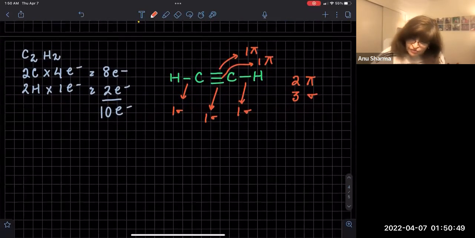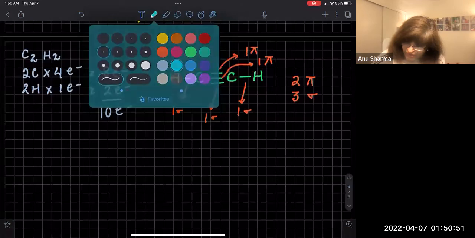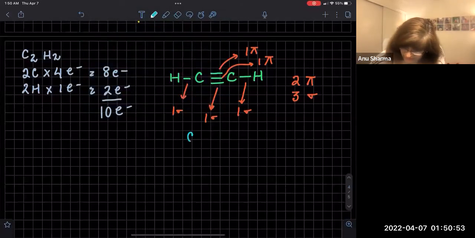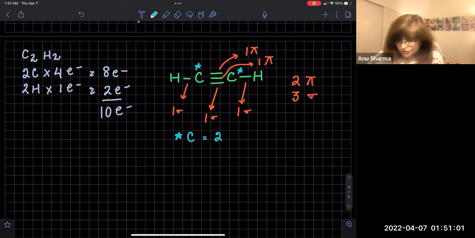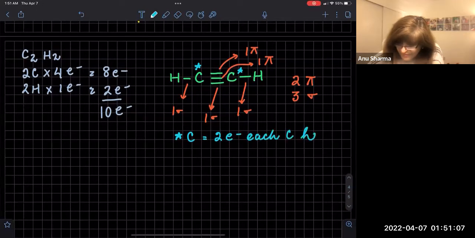Now, how many electron groups are there on each carbon? On both carbons, basically both the carbons are the same. So both the carbons are the same. So 2 electron groups each carbon has, on both the sides.